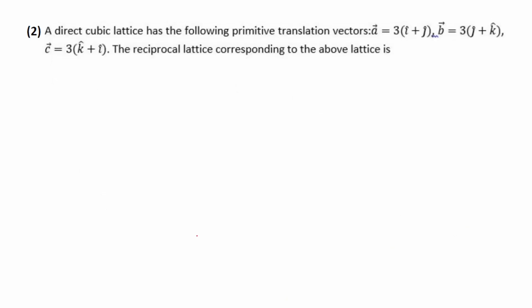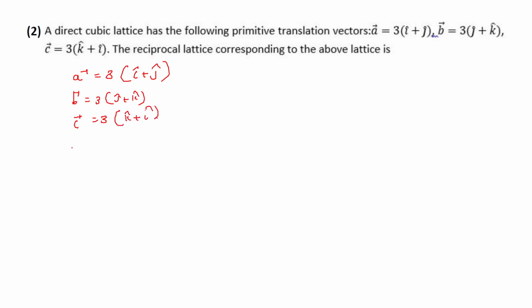A direct cubic lattice has the following primitive translation vectors: A is equal to 3i plus j, B is equal to 3j plus k, and C is equal to 3k plus i. The reciprocal lattice corresponding to the above lattice is... So here the given A vector is equal to 3i plus j, B vector is equal to 3j plus k, C vector is equal to 3k plus i.